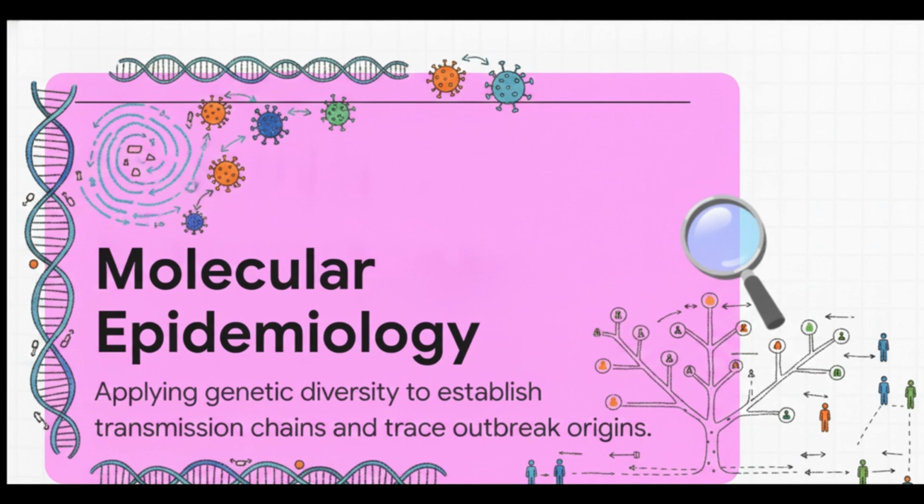This is the practice of applying all that viral genetic diversity we've been discussing to answer incredibly practical questions, like who infected whom and where exactly did the outbreak start? Every single mutation and every reassortment leaves behind genetic breadcrumbs. By analyzing these genetic changes, scientists can reconstruct evolutionary relationships on a phylogenetic tree, pinpointing the exact geographic origin of an introduction and estimating how long a virus was circulating before we even noticed it.